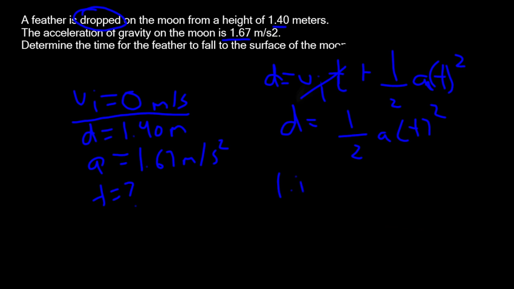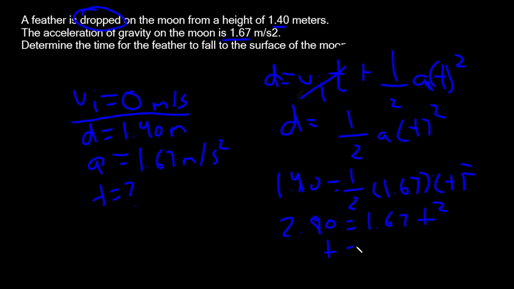D is equal to 1.40, equal to 1/2 times 1.67 times T squared. 2.8 is equal to 1.67 T squared. So T is equal to, at the very end, 1.229 seconds.